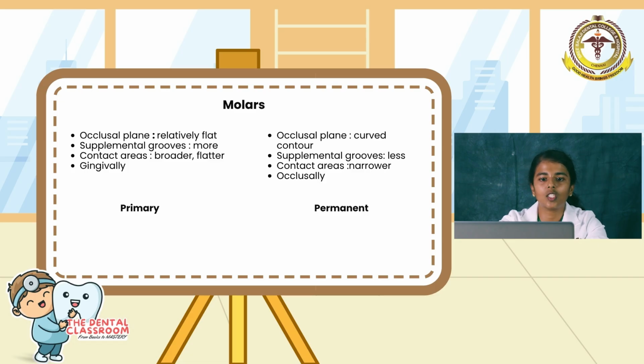In contact areas, in the primary dentition they will be broader and flatter, which corresponds to the more frequent occurrence of dental caries in the interproximal area. But the contact areas in the permanent dentition will be narrow, which leads to less caries occurrence in the interproximal area. And this contact area is usually located in the gingival third of the tooth in the primary dentition, and in the occlusal third in the permanent dentition.